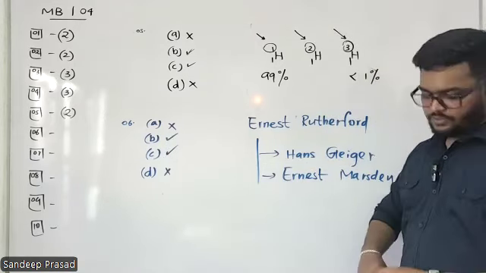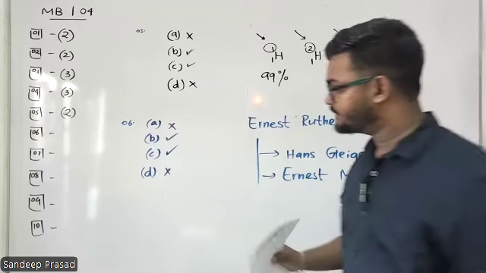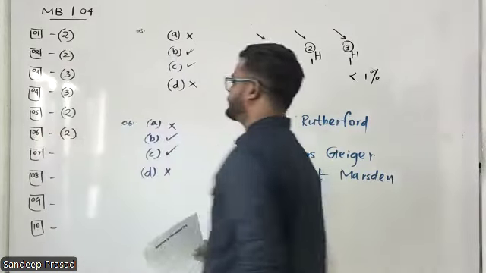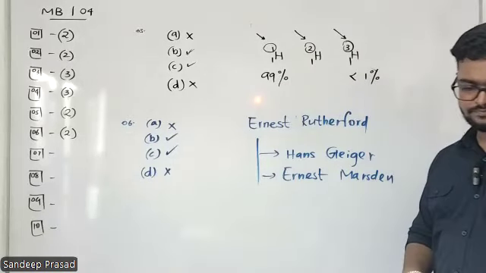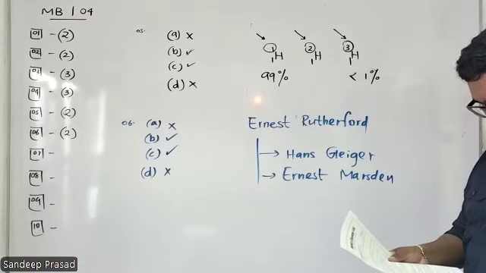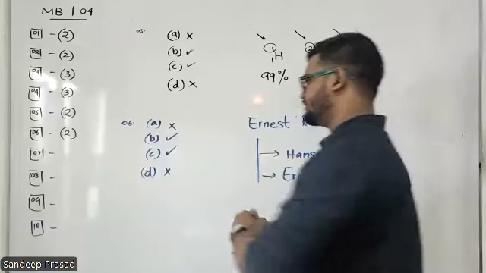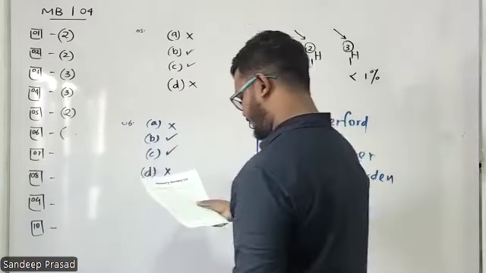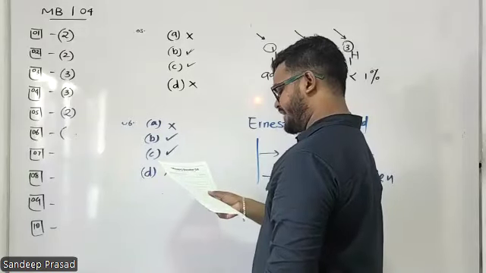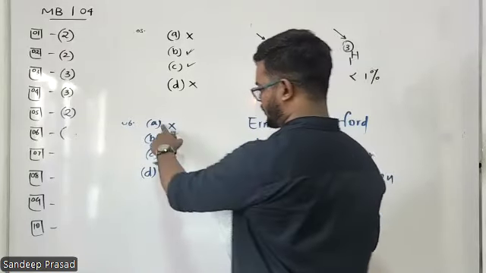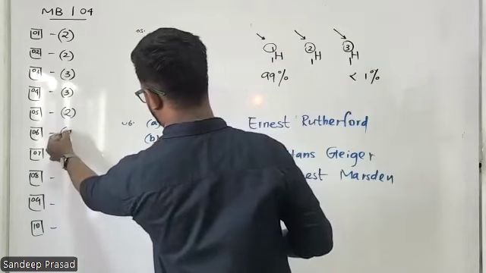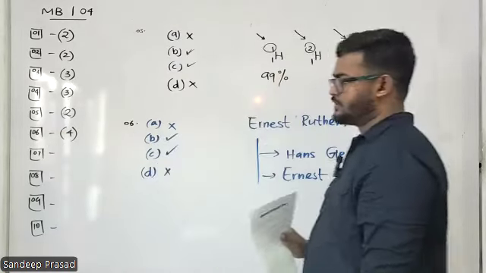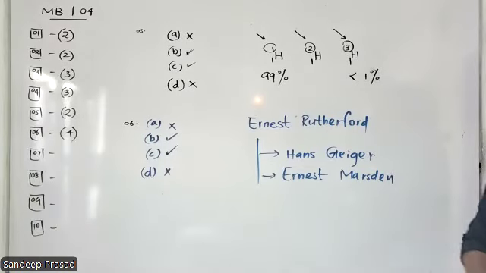So B and C are correct. Question number 6, what is the answer? They're asking for incorrect statements, students. A and D statements are incorrect, so A and D means the answer is number 4. Be careful, sometimes they ask for incorrect statements.